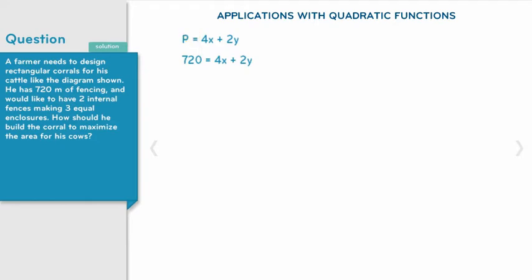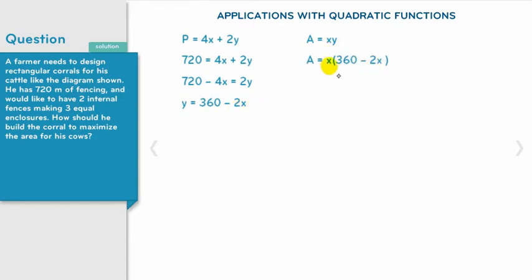Let's isolate for y. To do so, we'll subtract 4x from both sides of the equation, and then finally divide by 2, such that we have 360 minus 2x. Now we need to come up with a function for the area. The area in this case is simply x times y, length times width. And then again, we will substitute in our function for perimeter, 360 minus 2x, in for this y.